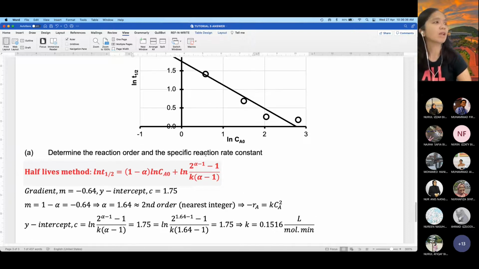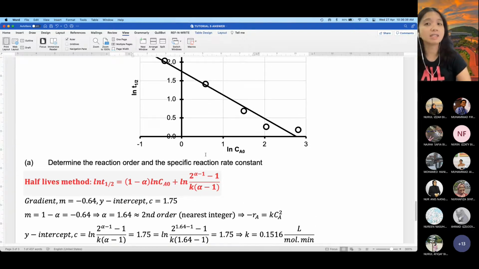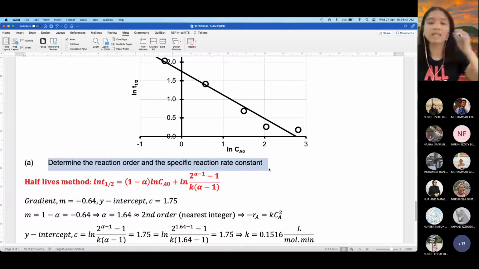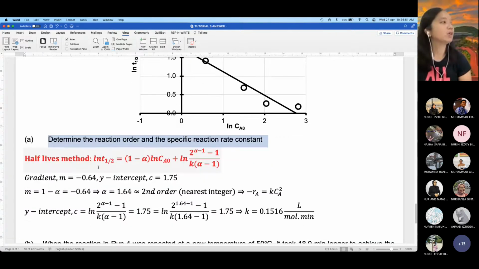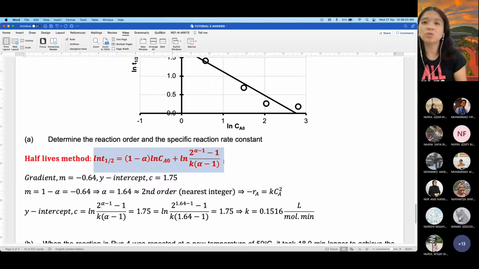Okay, so from the plot, let us see the question first. The question says, as usual, find reaction order alpha and the specific reaction rate constant K. Kita nak cari alpha, kita nak cari K. Alright, so from the equation, you naturally have to know which one is the y-axis and the x-axis.